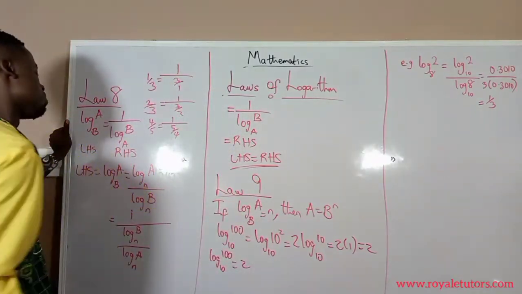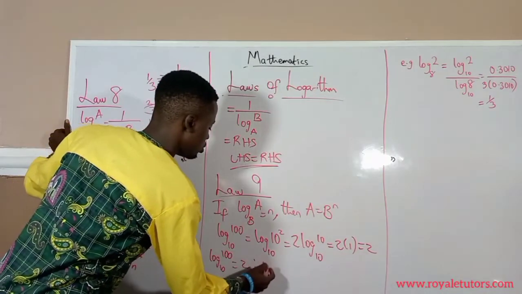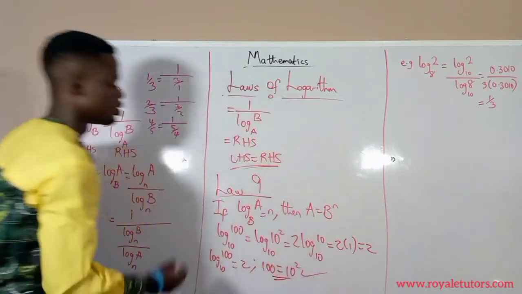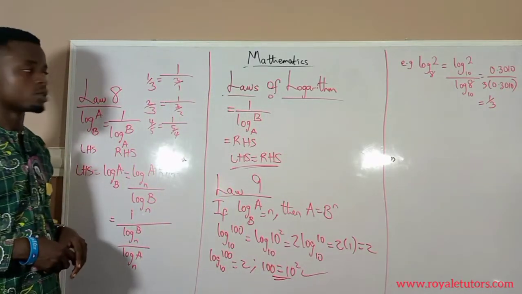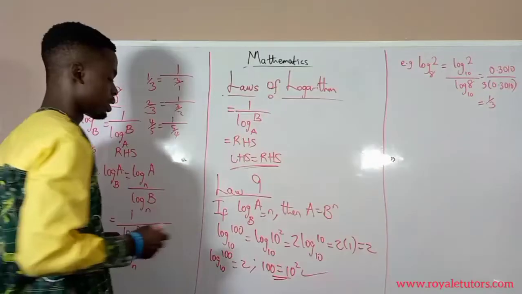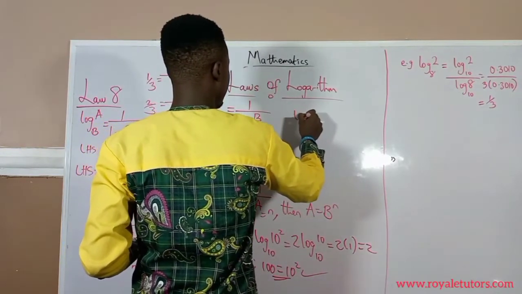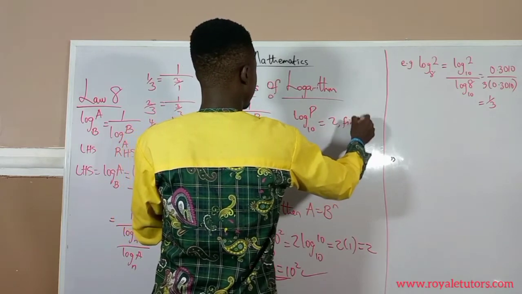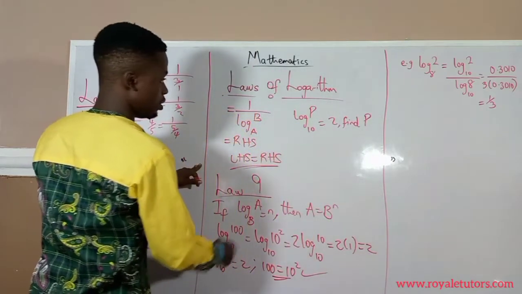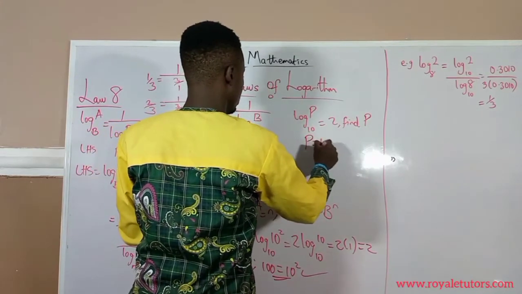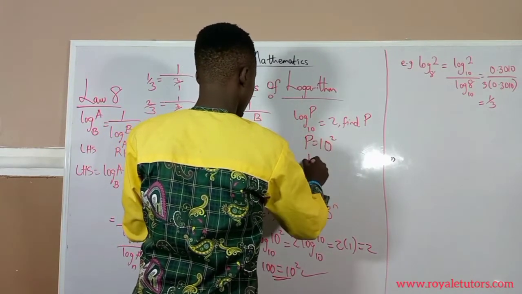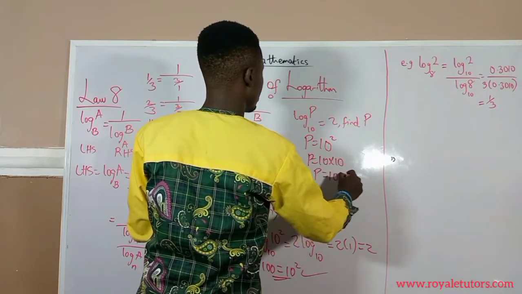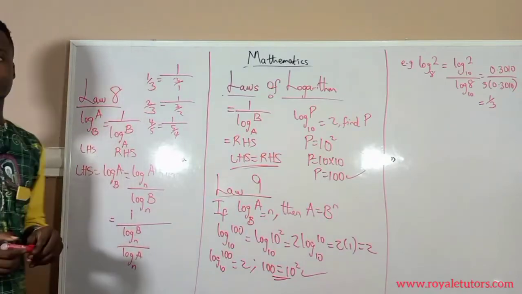So if log 100 to base 10 is equal to 2, it implies that 100 should be equal to 10 raised to power 2. Is that true? Yes, it is true. If you do 10 raised to power 2, it is equal to 100. Okay? So they can set the question in any form. They can say log P to base 10 is equal to 2. Find P. So you know that P is 100, definitely. So you can just kick it up to have P is equal to 10 raised to power 2. And what's 10 raised to power 2? 10 multiplied by 10. So P is equal to 100. So we have the answer.